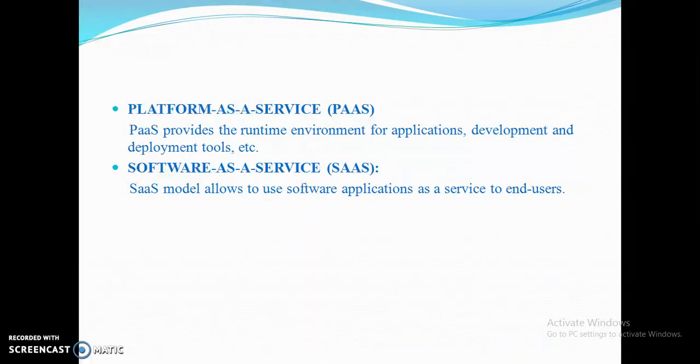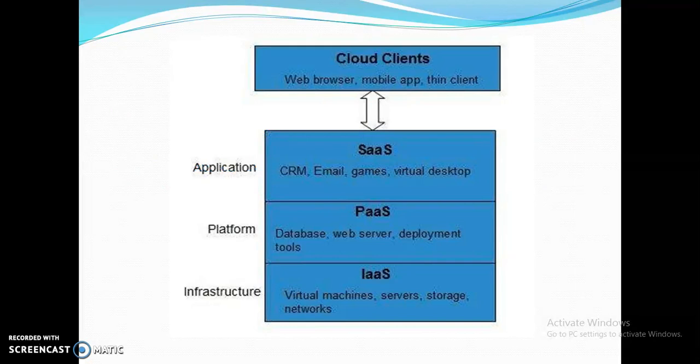Next one, platform as a service. In this PaaS model, it provides the runtime environment for application development and deployment tools, etc. Next one is software as a service. This service model allows us to use software applications as a service to the end users. The diagram shows what type of service models we are having, how the service models are used by the clients.